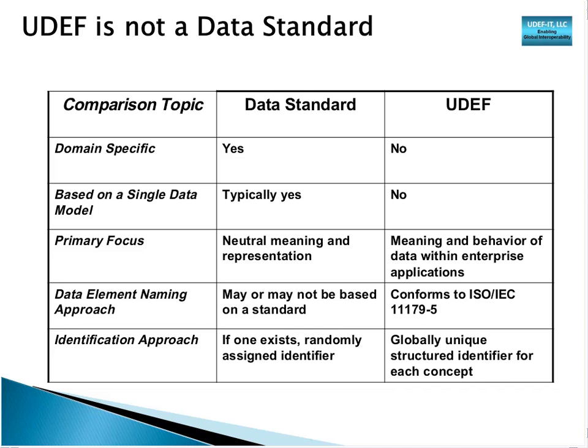Also, identification approach. Many data standards, if they do assign unique identifiers, they are typically randomly assigned. So the first one might be a 1, second one a 2, or whatever. Whereas with the UDEF, there is a structured identifier, which the identifier itself can be mapped to the UDEF, and the identifier itself conveys meaning. Okay, so these are the fundamental differences between data standards and UDEF.